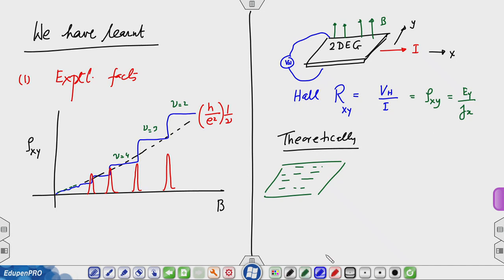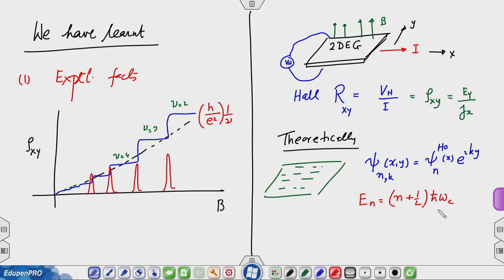we found the wave functions of the electron psi, which is a function of x and y, nth level, to be psi n harmonic oscillator x. So, let me write this n and k and e raised to i k y. The corresponding energy does not depend on k, it depends only on n. So, there is no dispersion, where omega c is the cyclotron frequency.